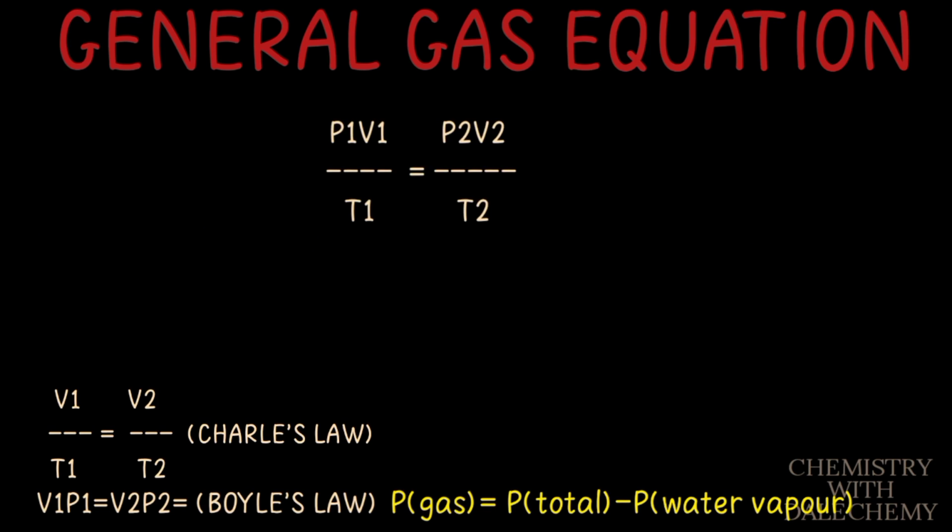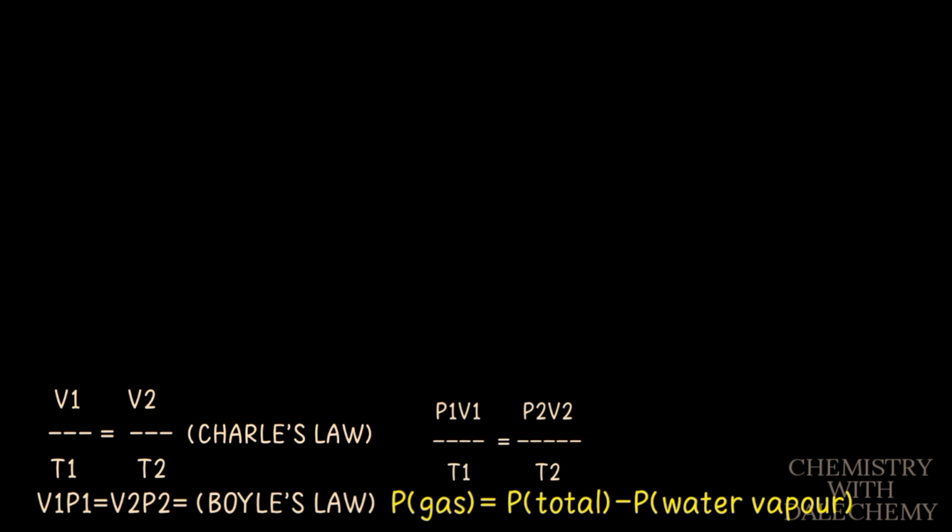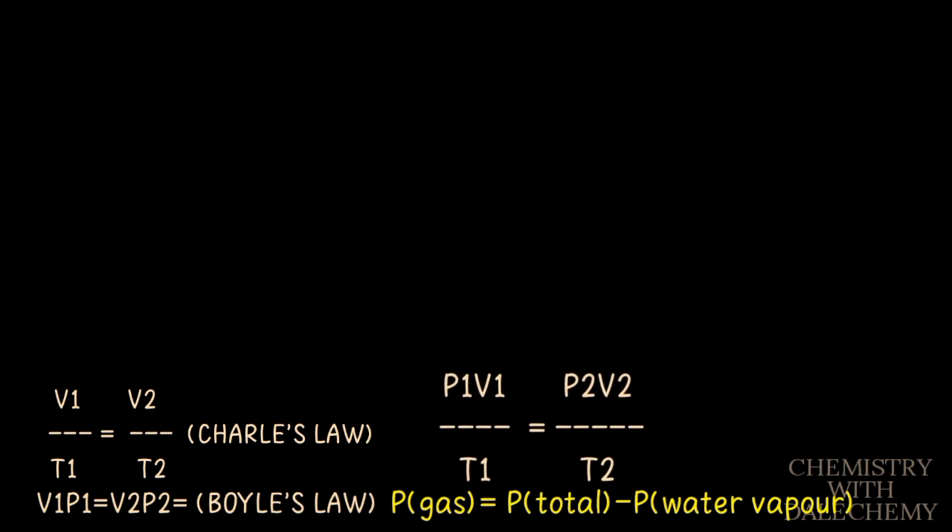So the next thing we need to know is the general gas equation, which is just the combination of Boyle's law and Charles' law. And the equation is just P1V1 over T1 is equal to P2V2 over T2. So this is the fourth equation I will be giving you in this lesson. Just note that one as well.